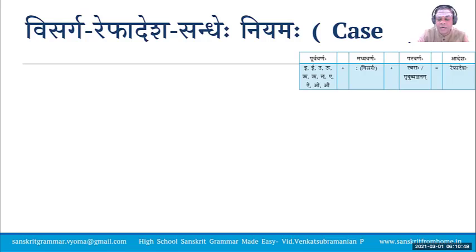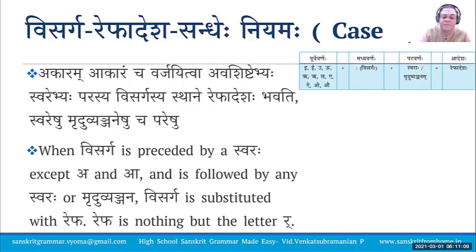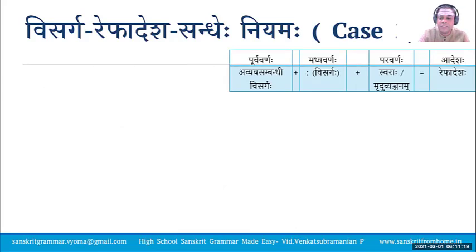Now if we understand the niyamas in Sanskrit and English, अकारम् आकारं वर्जयित्वा अवशिष्टेभ्यः स्वरेभ्यः परस्य विसर्गस्य स्थाने रेफादेशः भवति। कदा भवति? स्वरेषु मृदुव्यञ्जनेषु वा परे भवति। When visarga is preceded by a swara except a or a and is followed by a swara or a mridu vyanjana, visarga is substituted with repha.